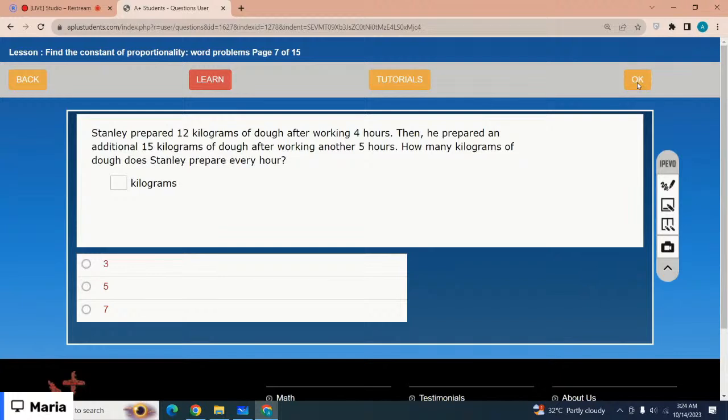The correct option is, very good. That would be 3 kilograms of dough Stanley prepares every hour. The correct option is 3, right?